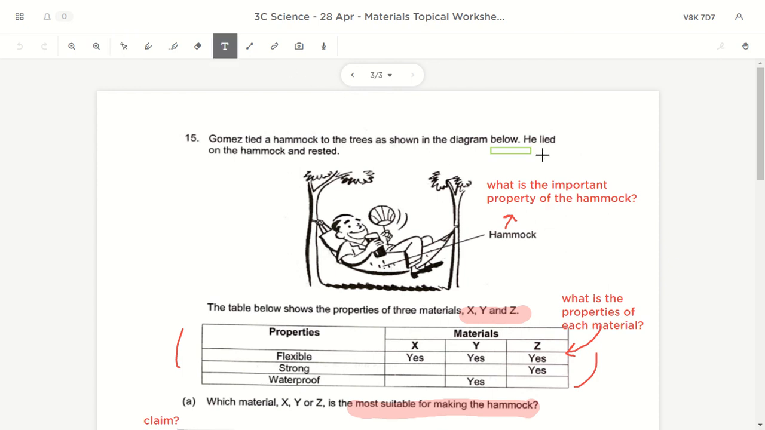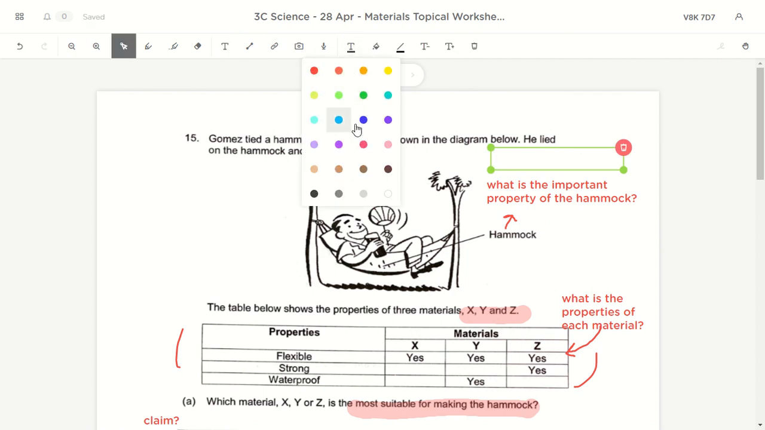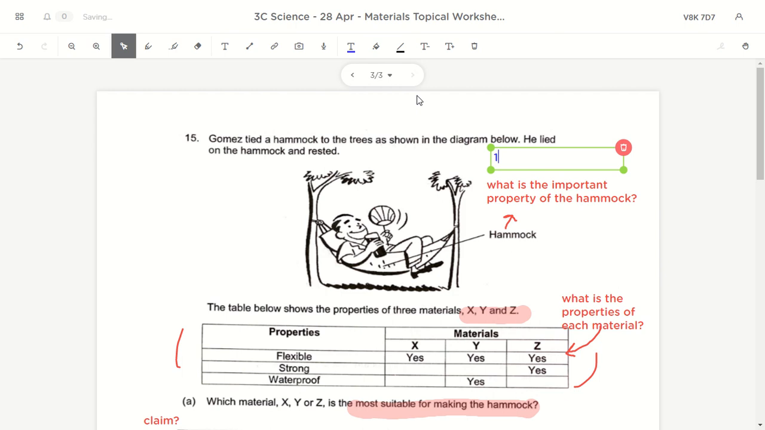Let's go in order of the property. You realize the first important property is that it must be strong, so that it can hold the weight of the person resting on it. It won't tear. And then the second important property is that it has to be flexible. And of course the third one, we don't want it to get wet. Maybe waterproof is important, but waterproof is not the most important property here.